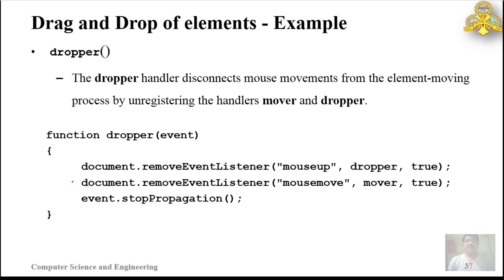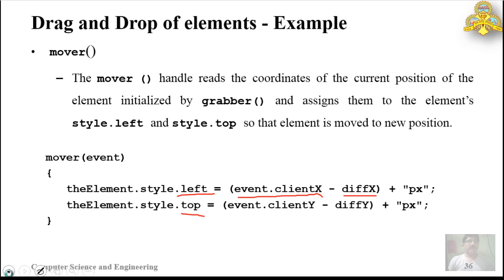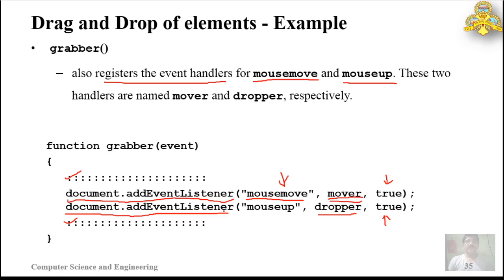Dropper disconnects the mouse movement event handlers by unregistering those handlers. So when I release it, how the dropper is called is very important. That is specified here in the grabber function.